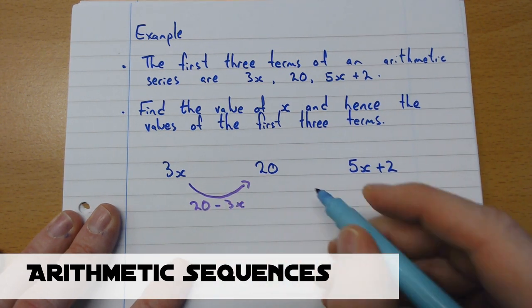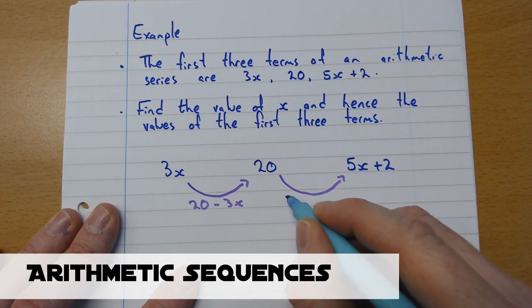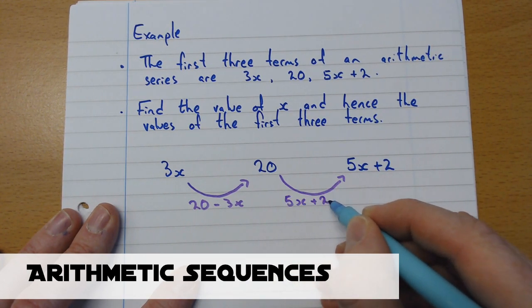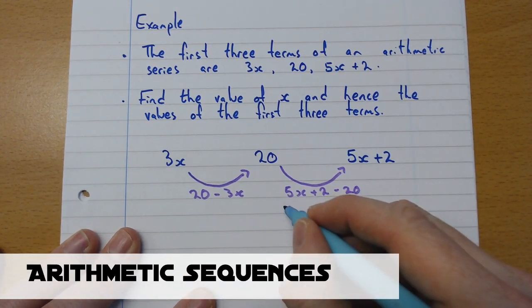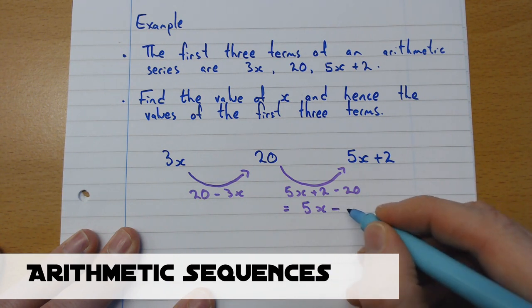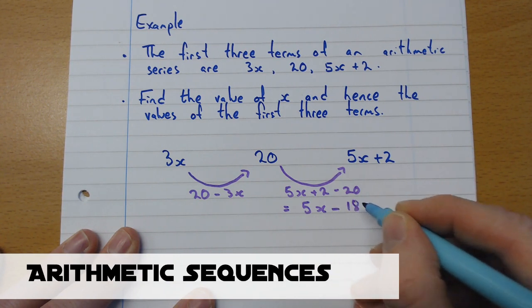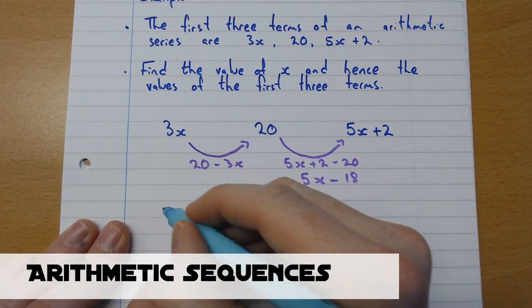We're going to start by looking at the common difference. So 3x up to 20. To do that, you would do 20 subtract 3x. 5x plus 2, take away 20, will bring me the difference between 20 and 5x plus 2. So we're looking at the differences between the numbers. I'm just simplifying the difference there to 5x minus 18. So the first step is to find the difference between the numbers.